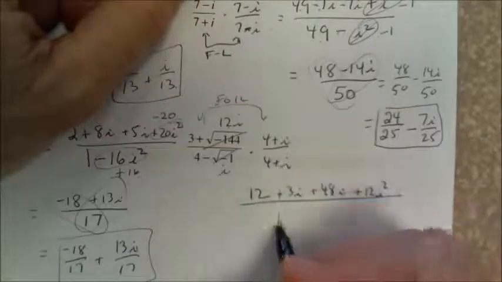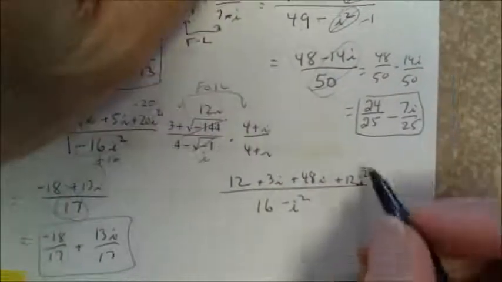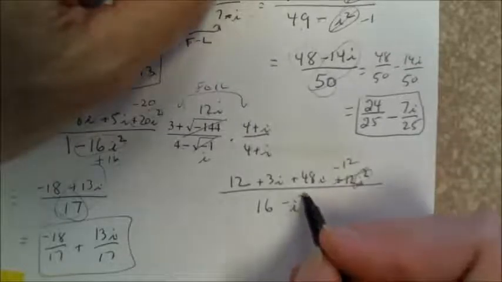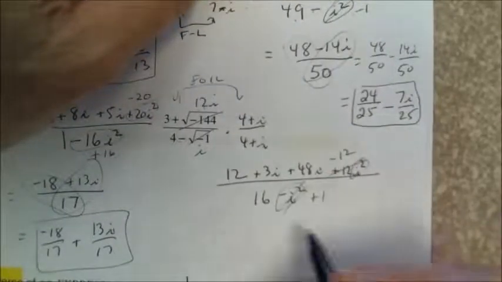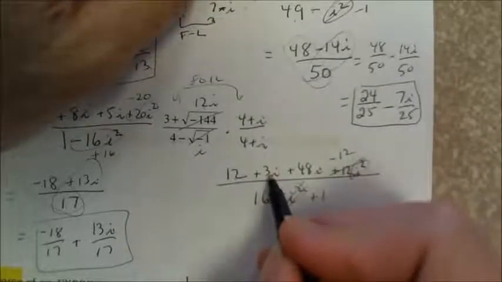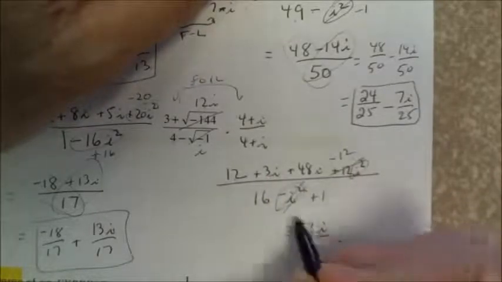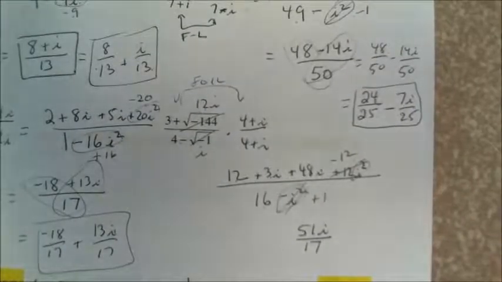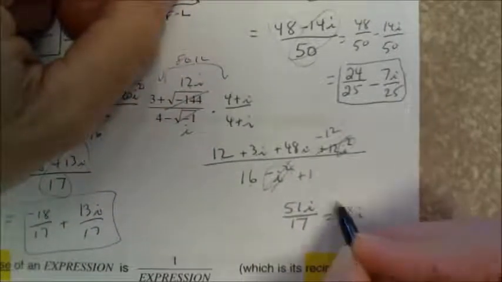On the bottom, 4 times 4 is 16. Negative times positive i is negative i squared. Turn all those i squareds into negative 1, so this becomes a negative 12. 16 minus i squared is plus 1. So you have 12 minus 12, which is 0. 3i plus 48i is 51i, all over 16 plus 1, which is 17. And I think 51 divided by 17 is 3. Yeah, 51 over 17 is 3, so this is just 3i as your final answer.